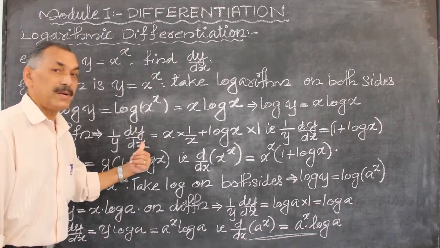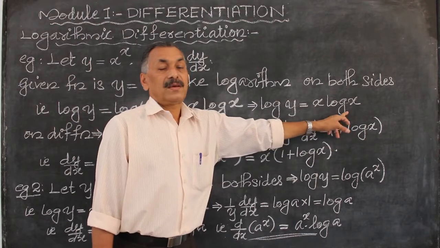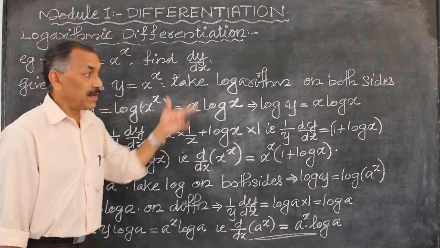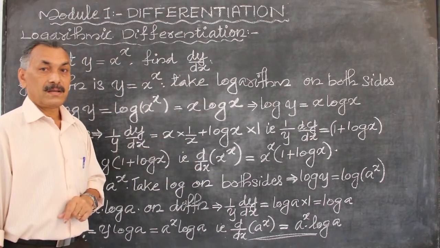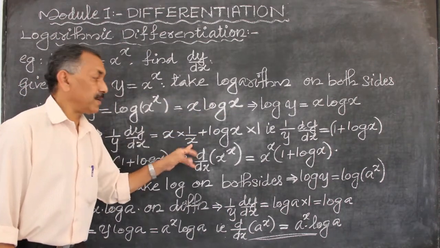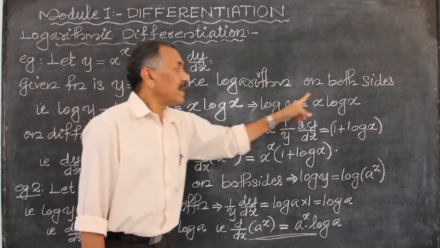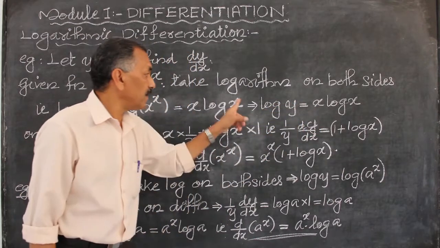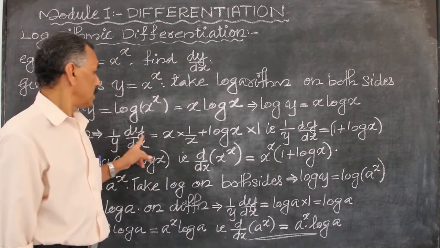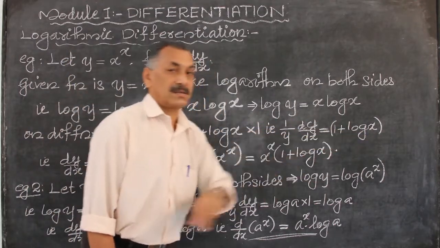Then 1 by y into dy by dx is equal to x into log x, a product of two functions. To find the derivative, we apply the product rule. First, x into the derivative of log x, which is 1 by x, plus second, log x into the derivative of x, which is 1, that is dx by dx. So 1 by y into dy by dx is equal to x into 1 by x, cancelling, plus log x, that is 1 plus log x.